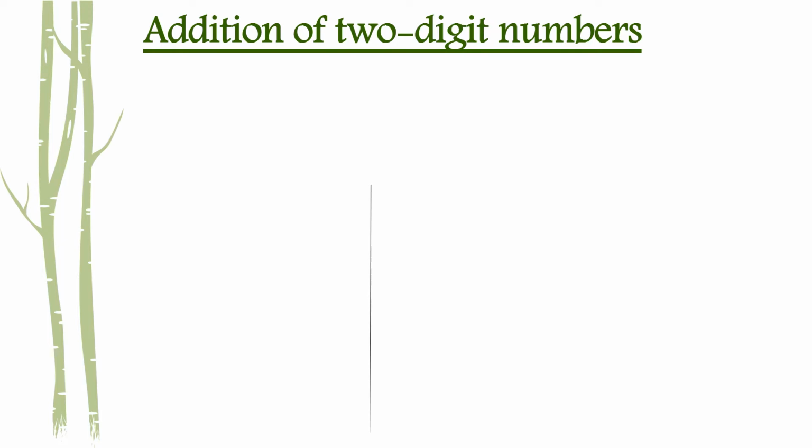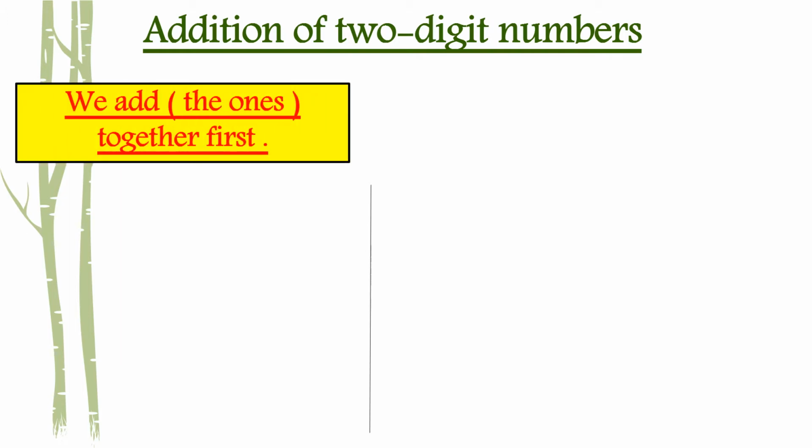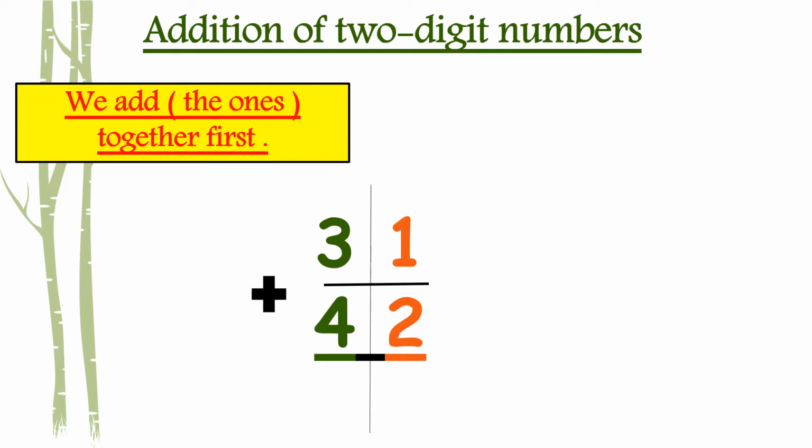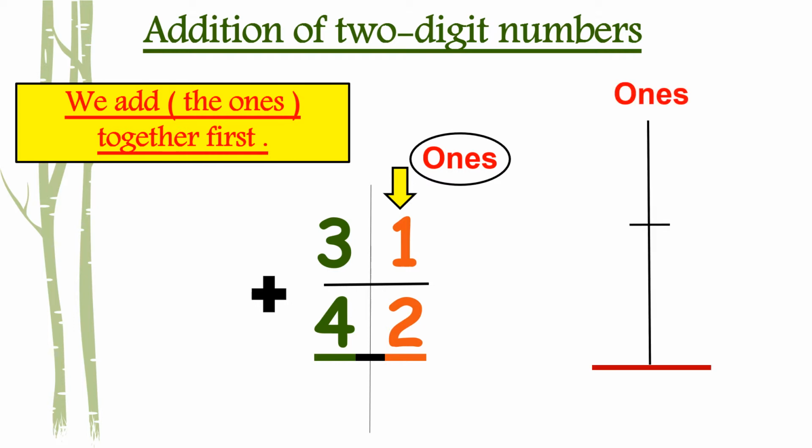Now let's know how we can add two-digit numbers. First step, we add the ones together. If we have 31 plus 42, in ones place we have 1 plus 2. If we represent it by stars, I have in ones place 1 star plus 2 stars. So 1 plus 2 equals 3.